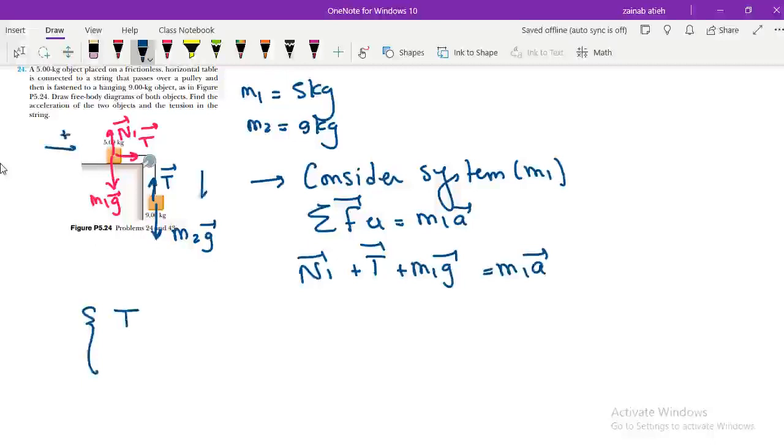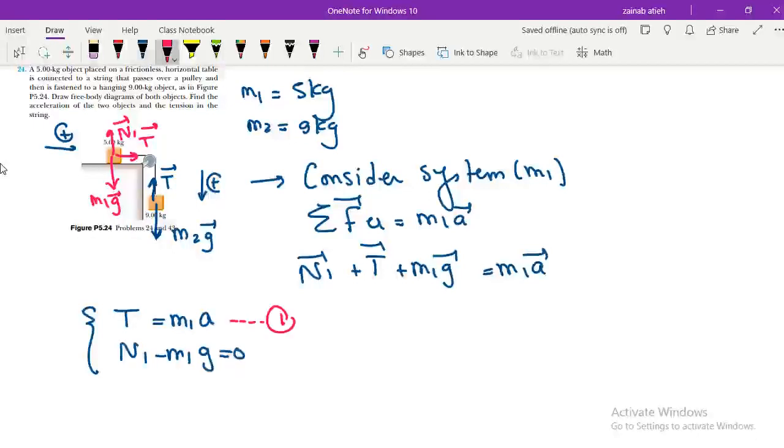Here the positive sense is like this because it's going downward, and here it's going to the right. So T equals M1A because the motion is to the right, while N1 minus M1G is equal to 0. Okay, we don't know the acceleration and we don't know the tension. So I will not use equation 2, but I project anyway. This is equation 1. I will use it later.